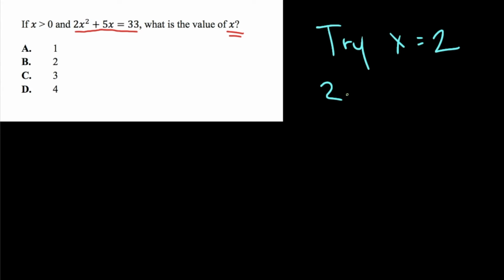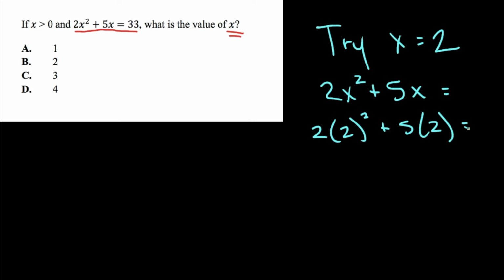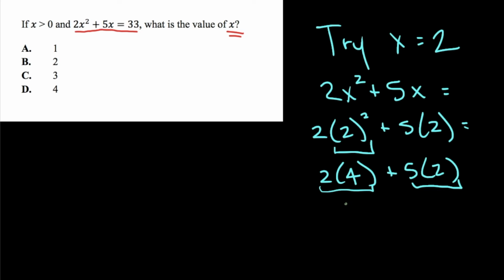So what's the value of this expression 2x squared plus 5x when x equals 2? Let's see. 2 times 2 squared plus 5 times 2. Using PEMDAS, let's do this exponent first. So that's 2 times 4 plus 5 times 2. We'll do the multiplication first. 8 plus 10 is 18. So, womp, we wanted 33, but we got 18. 2 is not the answer.